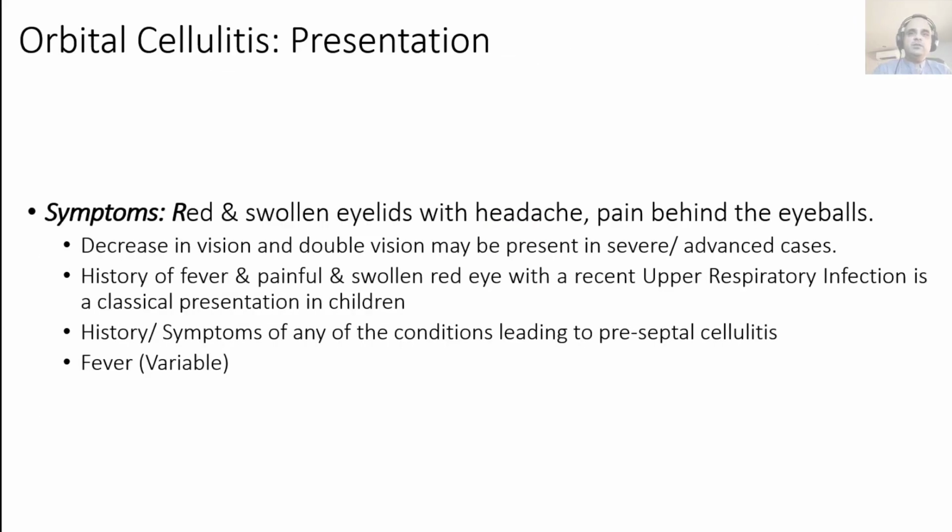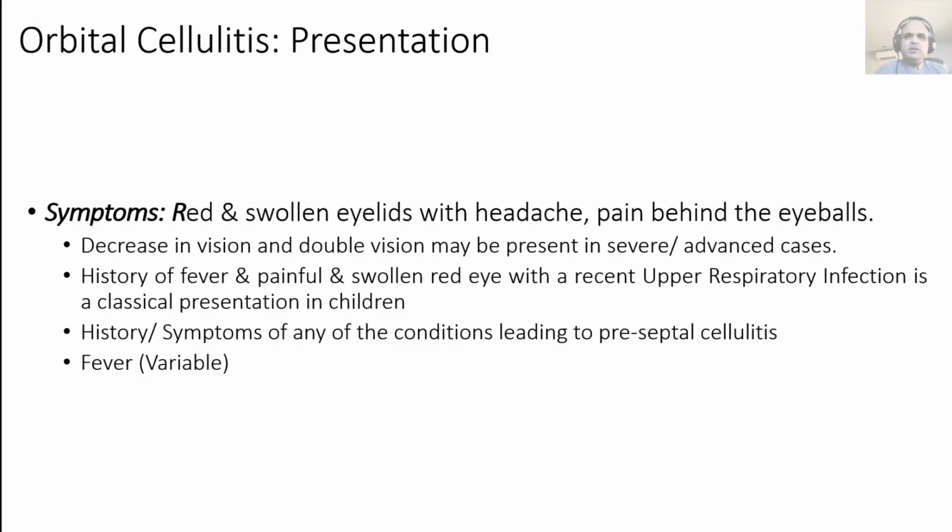So what is the difference, or how does a patient of orbital cellulitis present? Well, the patient has red and swollen eyelids together with headache and eye pain, especially eye pain behind the eyeballs, orbital pain. There can be a history of decreased vision and double vision if the patient is presenting with a more severe infection, or an infection that is in a later stage, that is more advanced. You can have a history of fever as well as painful and swollen lids, together with a recent upper respiratory tract infection as the most common presentation in children.